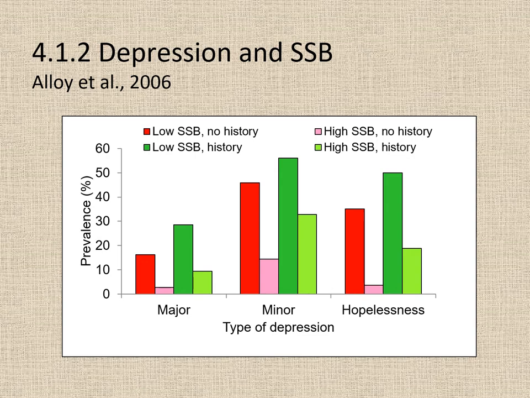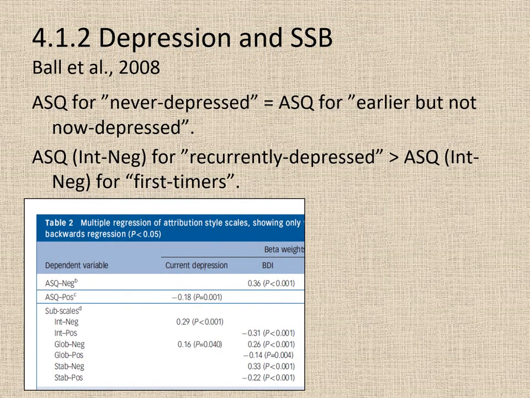In another study, but this was not prospective, they had subjects that filled in an attribution style questionnaire. It measures more or less the same thing, how people explain events, negative, positive events, with internal, global and stable factors. Okay. In this study, the attribution style was the same for people who had never been depressed as for those who had had depression before but weren't depressed now.